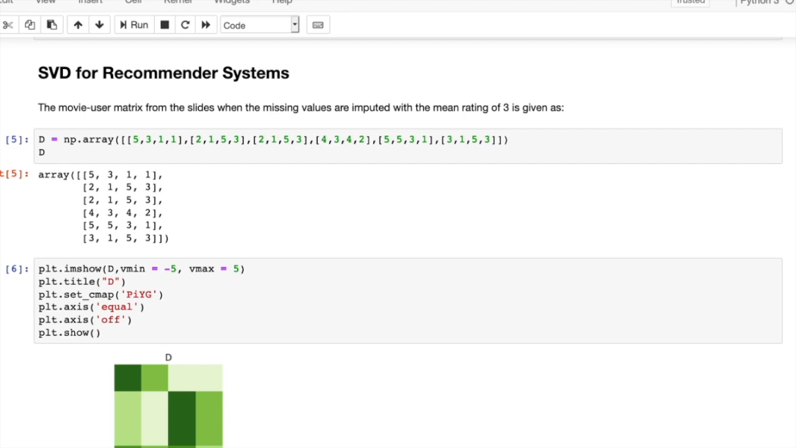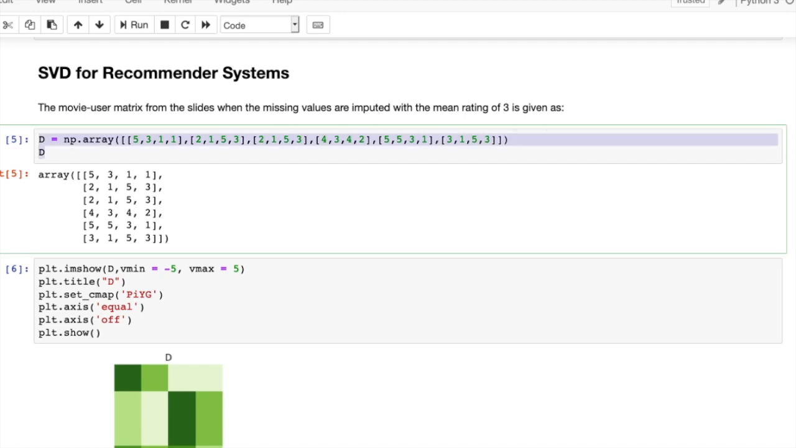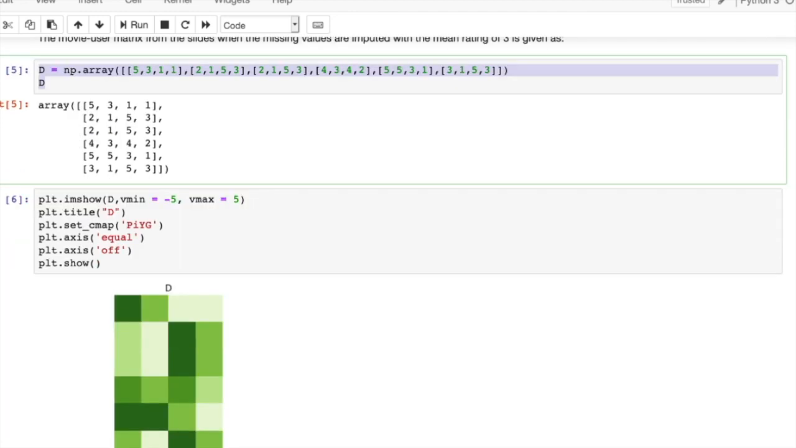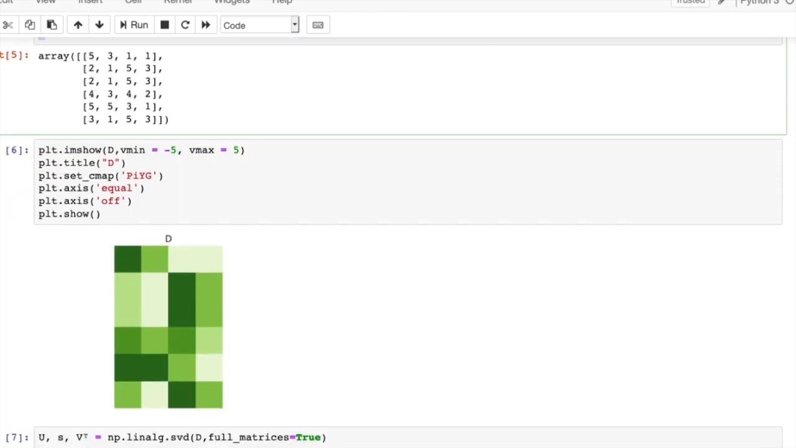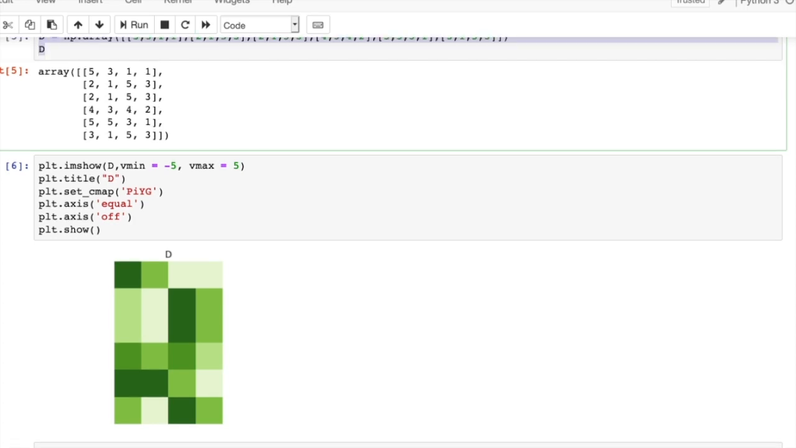Here you see the data matrix as we have seen it on the slide. So this is this movie user matrix where the missing values are imputed with a mean rating of 3. And then we get here this matrix. And we can visualize this here by this 6x4 matrix where the intensity of the color green shows us how high the corresponding value is. So here the first entry is a dark green, and we have here the highest rating 5, and we have here this light shade of green for ratings which are low, like a 1.